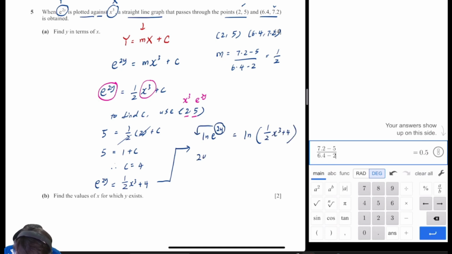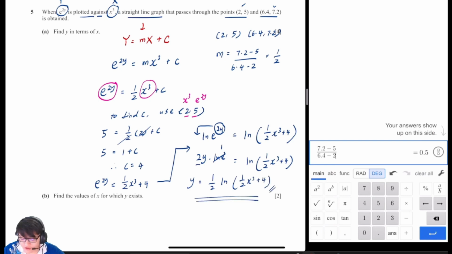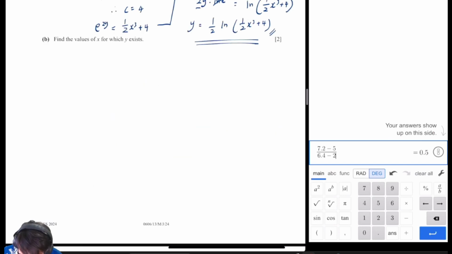So since ln e is going to be 1 anyway, you can just ignore them. So plus 4, and then move the 2 to the other side, divide by 2, move the 2 down. So y will be, I think I've drawn too many arrows, it's going to be a bit confusing. y is equal to 1 over 2 ln (1 over 2x cubed plus 4). Okay, that is going to be the final equation when you express y in terms of x.